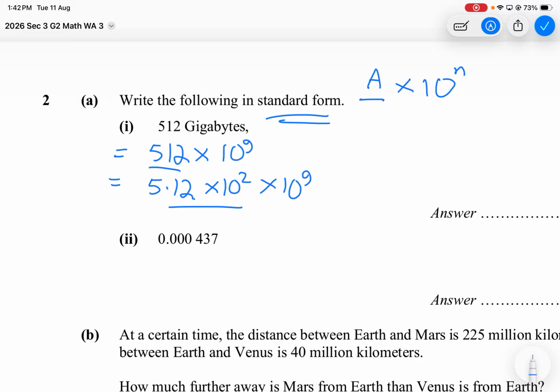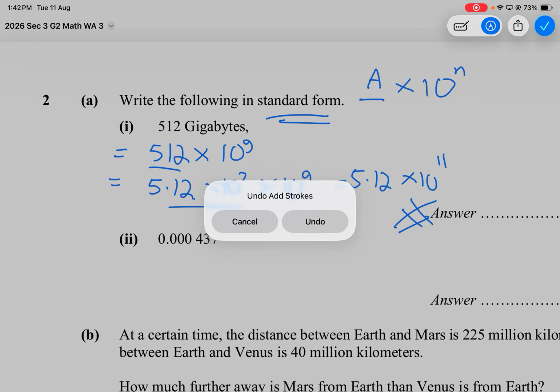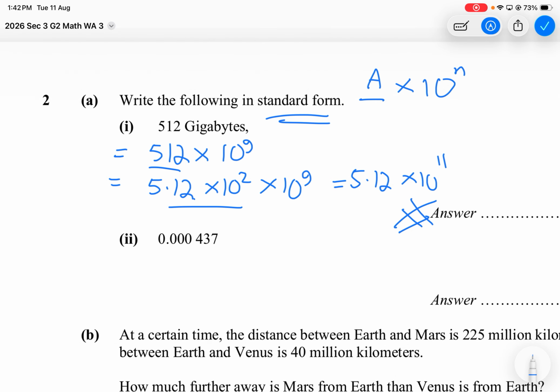So finally, I don't want to write these 2 times. I need to combine them together. So when I combine them together, they have the same base. I just add up the power. Answer. I put 10, 4, 10. Same as here. I put 10.